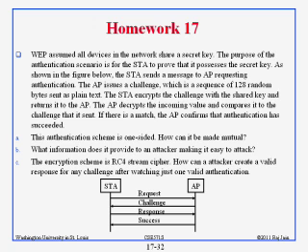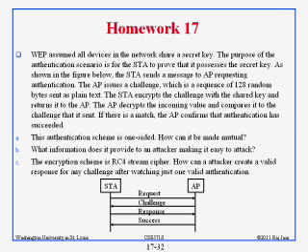So the question is, this authentication scheme is one-sided. How can it be made mutual? Right? It doesn't authenticate the access point at all. So now I won't give you the answer here, but the question is, how can you make it two-sided? So you need to add some messages to it.